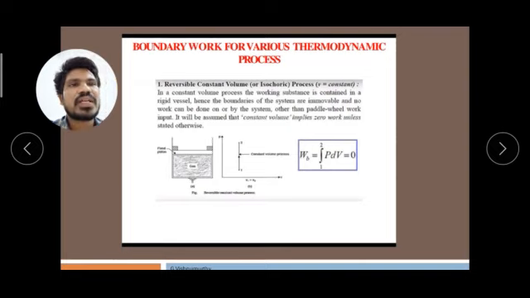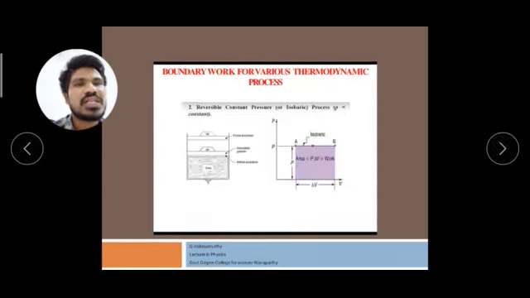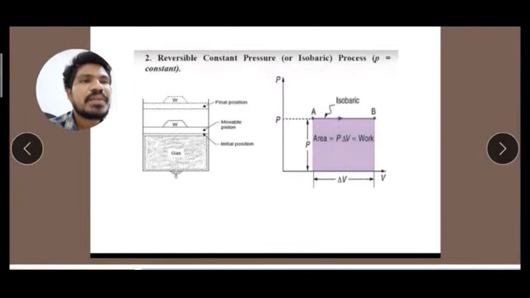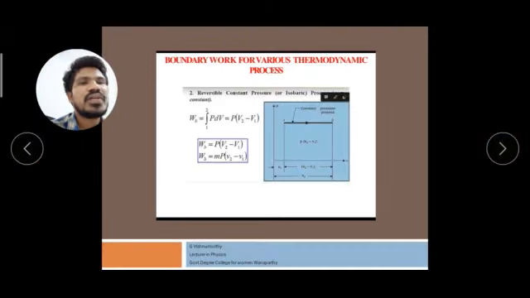So this is the boundary work for various thermodynamic processes. Another one is the reversible constant pressure process. Before, we saw constant volume; now we will see constant pressure, that is P is equal to constant. Then here PdV is the work, and at constant volume dV is equal to 0, so we substitute it as 0. Therefore for reversible constant pressure, WB is equal to the integral from 1 to 2 of PdV. Here P is constant and there is no variation in P, but there is a variation in volume from V1 to V2.